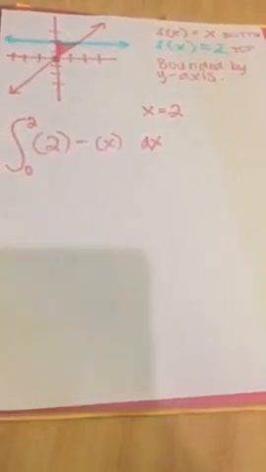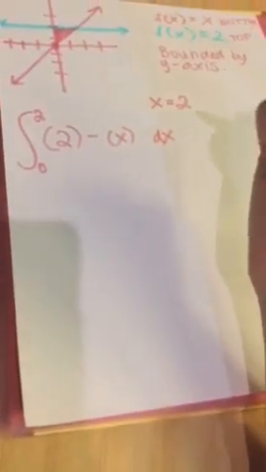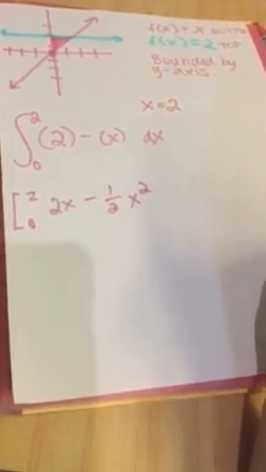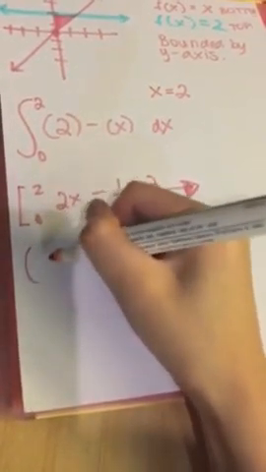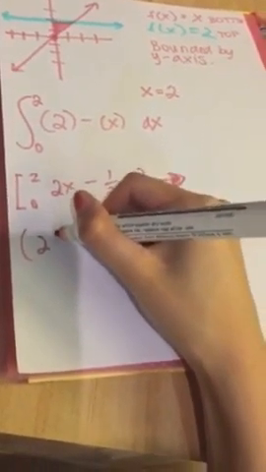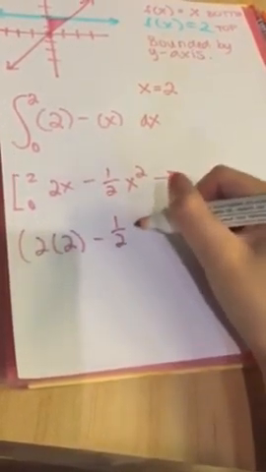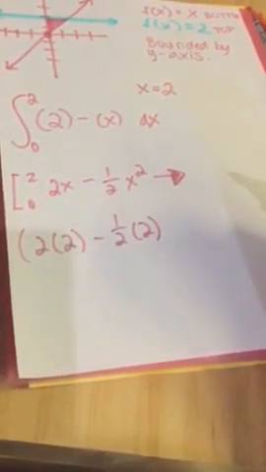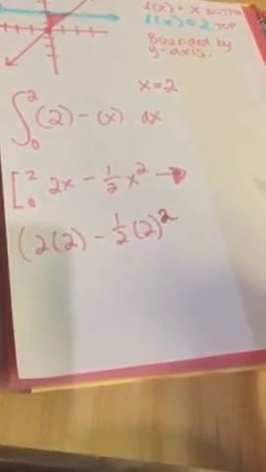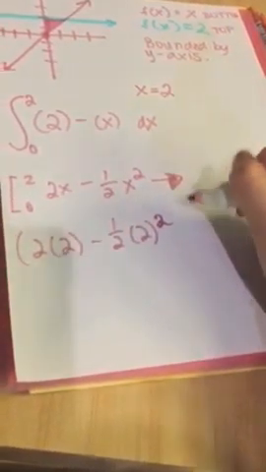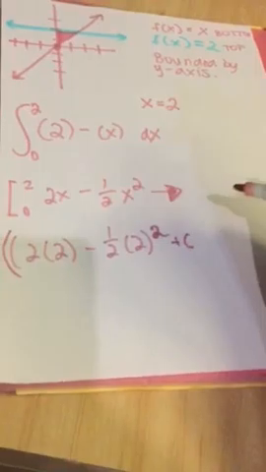Okay, so how should we do this? Well, it's just simple integration actually. So this is just 2x minus 1/2 x squared. Alright, the next part, second fundamental theorem of calculus. Just plug things in. 2 times 2 minus 1/2 times 2 squared plus c. Do not forget the plus c.